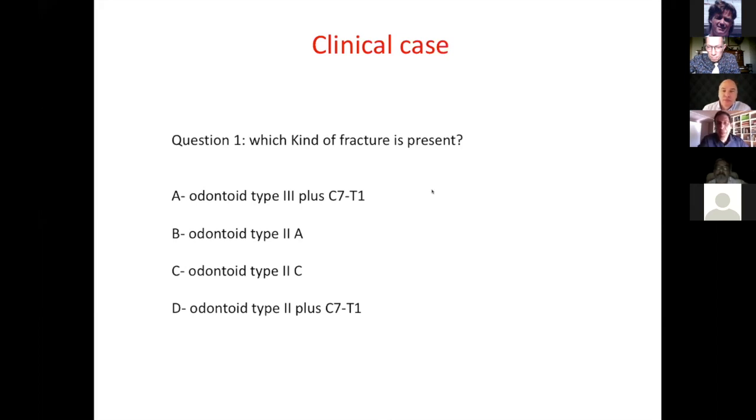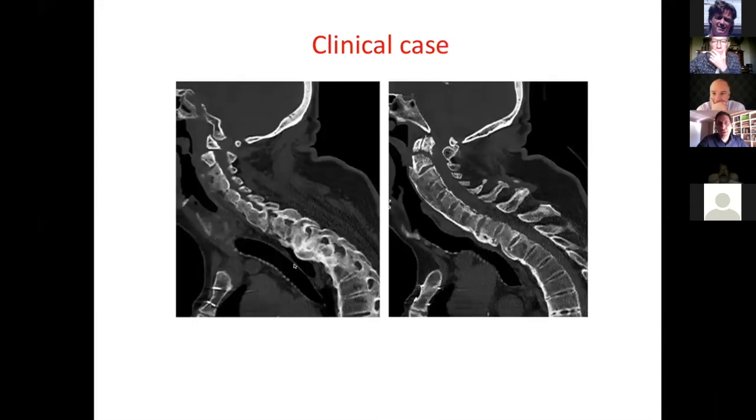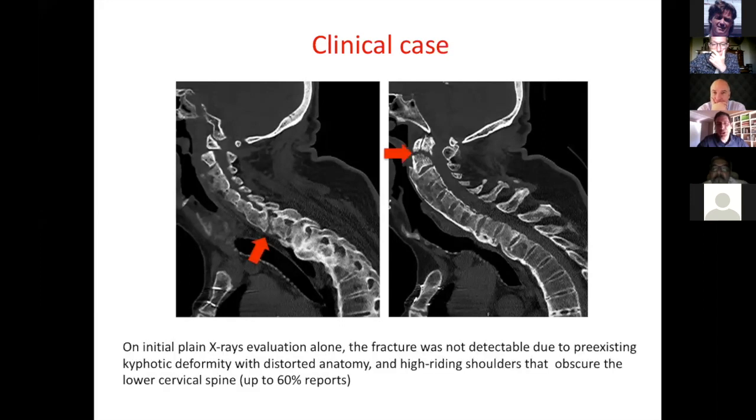Yes, people are right. This is a type 2 fracture. And as you see here, there is also an intradiscal fracture at C7-1. All this was neglected in the initial X-ray, and you have to pay attention to this fact.